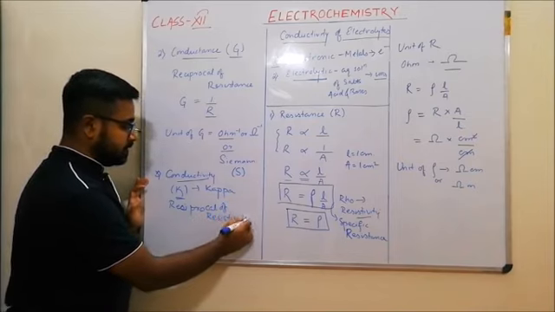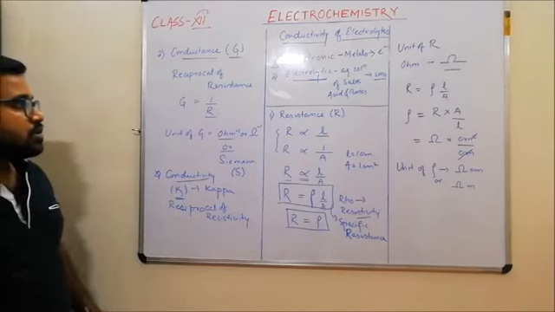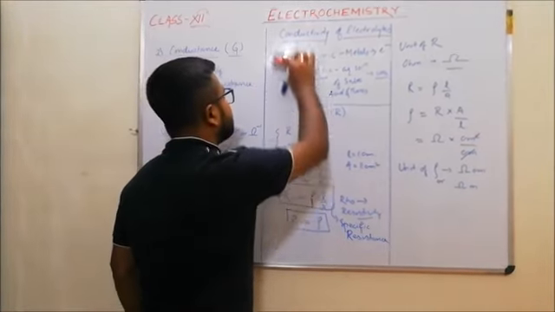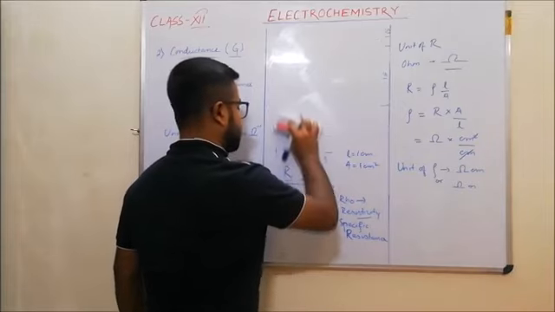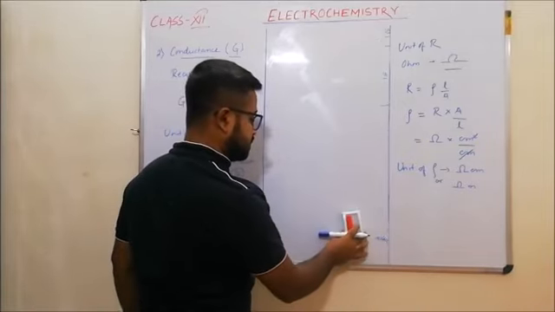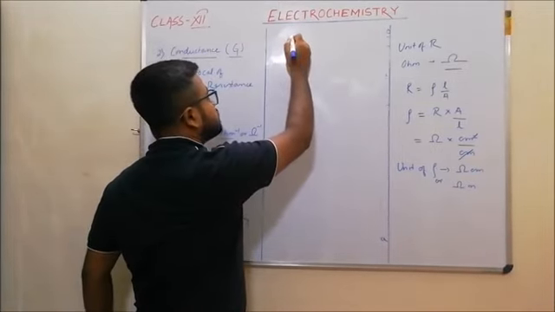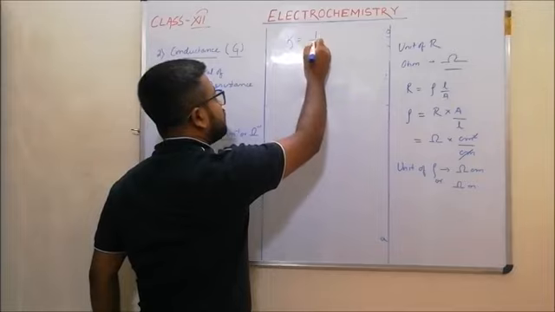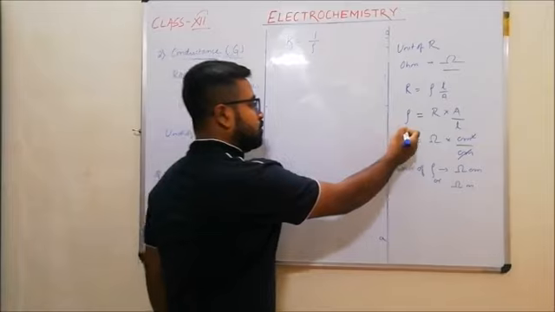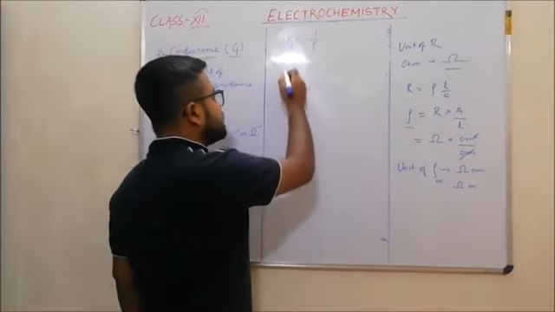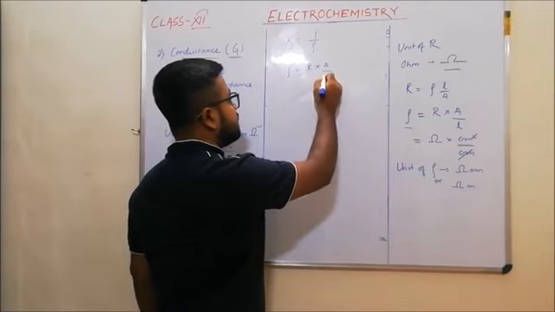Resistivity. Clear? So conductivity is the reciprocal of resistivity. So how can we write it mathematically? How can we write mathematically the formula of kappa? Kappa can be written as kappa equals 1 by rho. But what is rho? What do you mean by rho here? So rho is equal to what? Resistance into area of cross section by L.